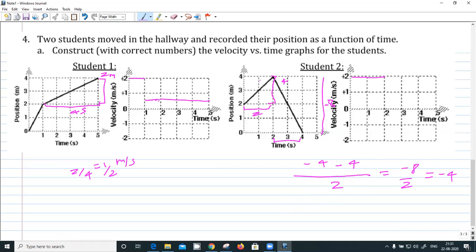Have you made a mistake here? No, the distance traveled is, oh, sorry. What have I made? I made a mistake here. Its final position is 0. Yeah. And then you should get -2. So it's -2 from 2 to 4 seconds.